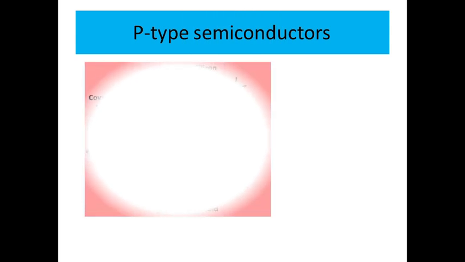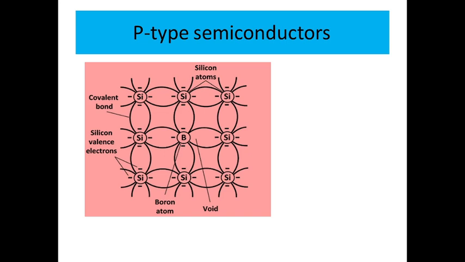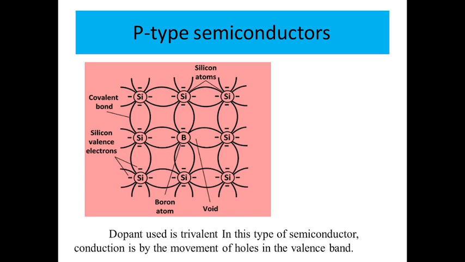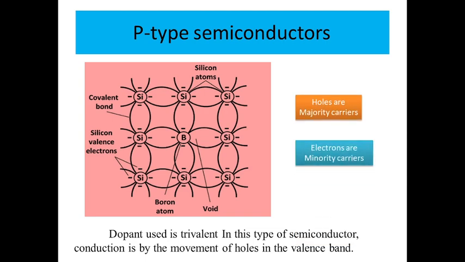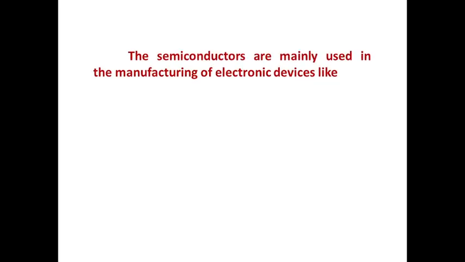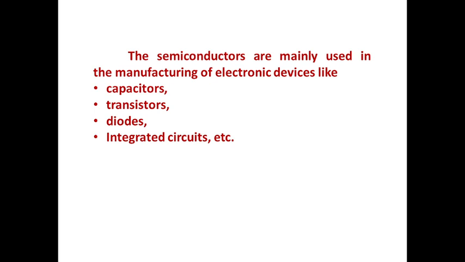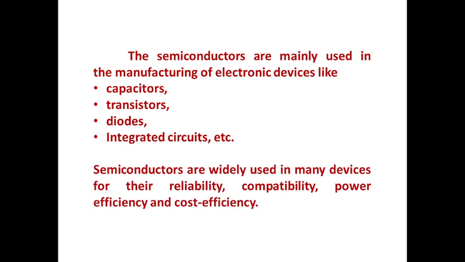P-type semiconductor: when we add a trivalent dopant to pure germanium or silicon semiconductor, we get a p-type semiconductor. Here we have one void or vacancy around the boron, so the majority carriers are holes and the minority carriers are electrons. Semiconductors are mainly used in the manufacturing of electronic devices like capacitors, transistors, diodes and integrated circuits, and are widely used in many devices for their reliability, compatibility, power efficiency and cost efficiency.